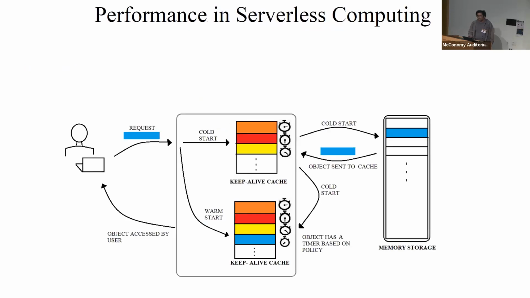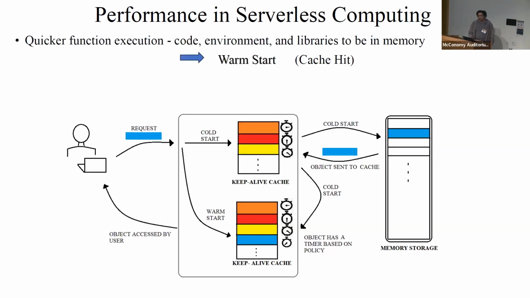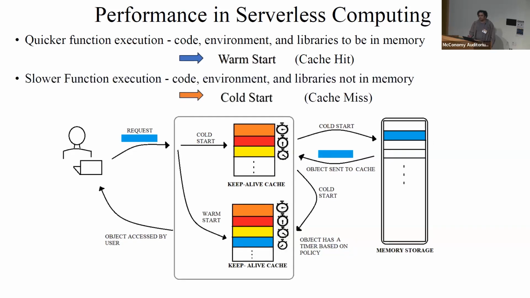So let us briefly look at the performance in serverless computing. This diagram illustrates the performances involved in serverless computing. In order for the functions to execute faster, basically the code, environment, and the libraries should all be present in memory. This is termed as a warm start. This is analogous to a cache hit. And if the function code, environment, and the libraries are not present in memory, the functions get executed at a slower rate, and this is termed as a cold start, and this is analogous to a cache miss.